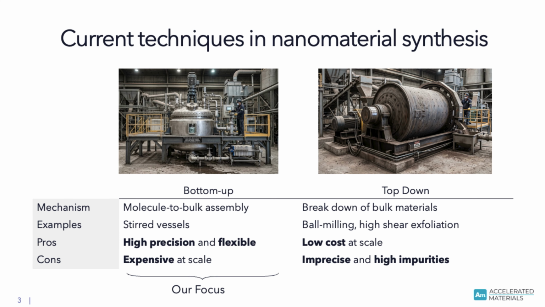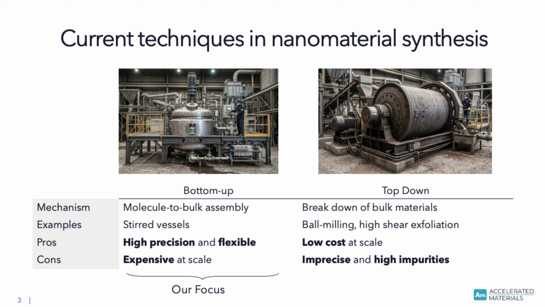So what are the current techniques when you look at nanomaterial synthesis? You can broadly group these techniques into two categories. The first is bottom-up, and the second is top-down. Bottom-up really refers to molecule-to-bulk assembly. So this is basically the process of assembling smaller molecules into particles and larger materials. The second way is top-down, which is essentially breaking down large materials into small materials.